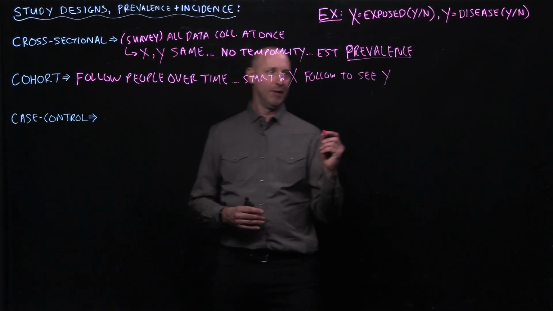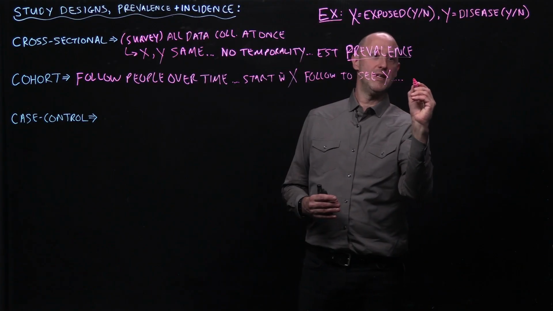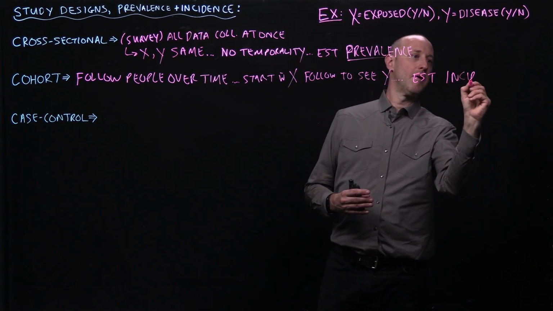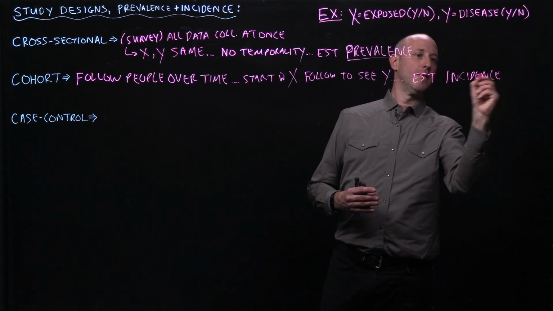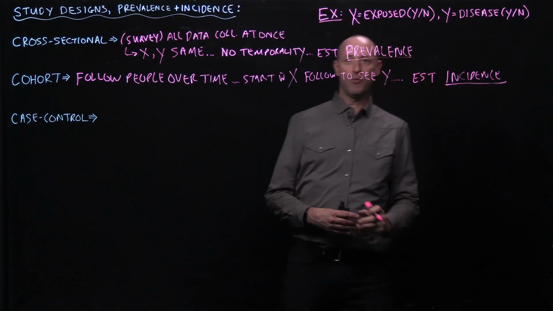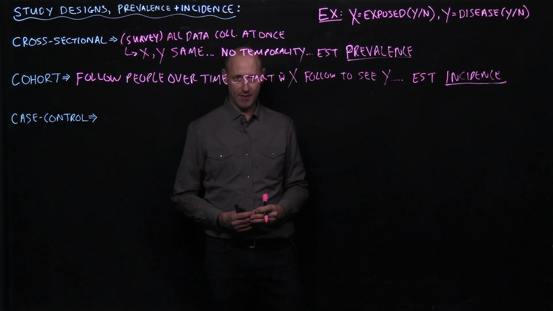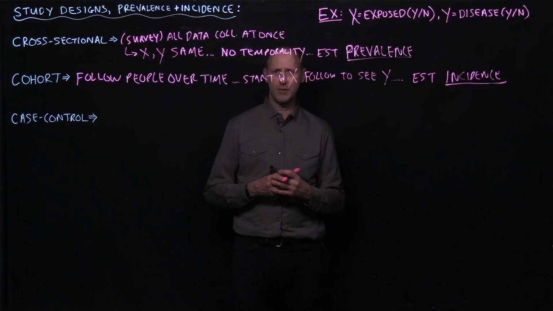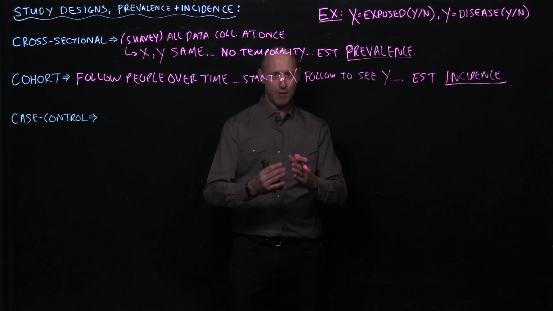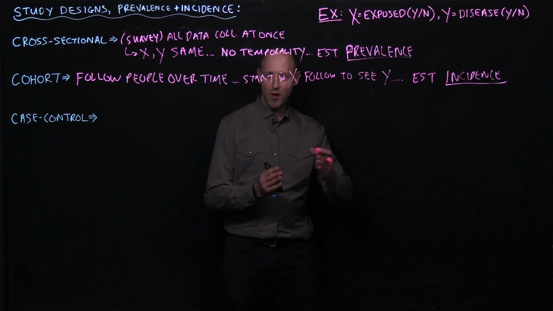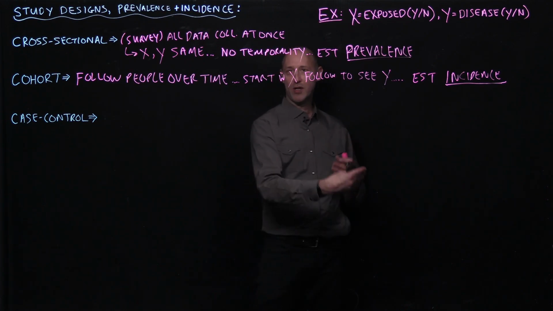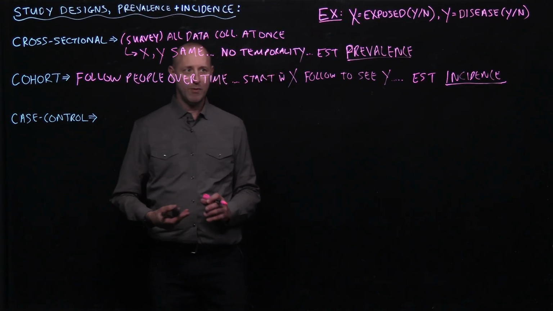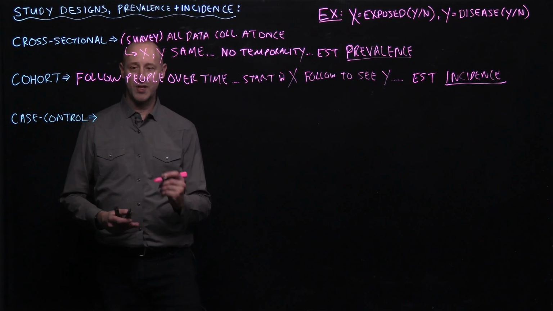Now, with this type of study design, you can estimate incidence, which is the rate at which people are contracting the disease. You cannot estimate the prevalence, because you're starting with exposed and unexposed, and then you're following over time, and you're seeing what's the rate at which people are contracting the disease. And now the third really common design is a case control study.